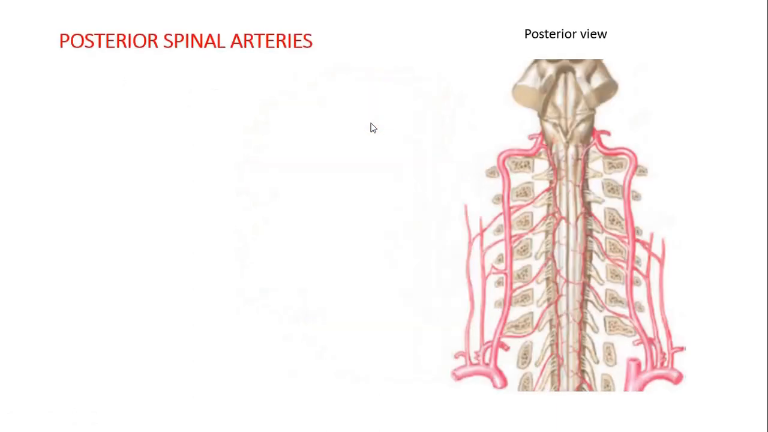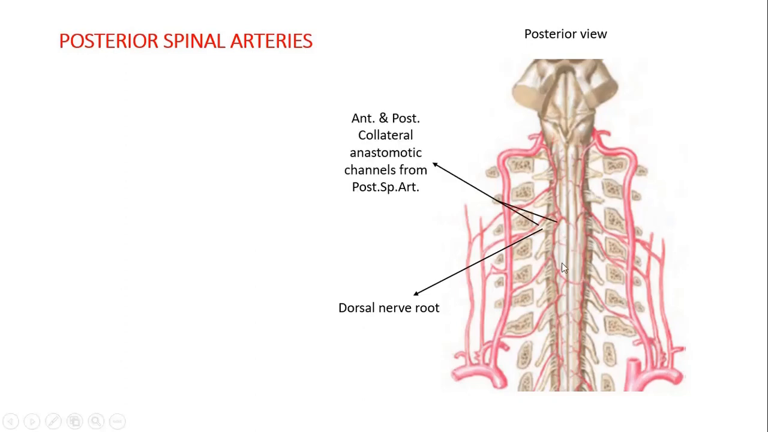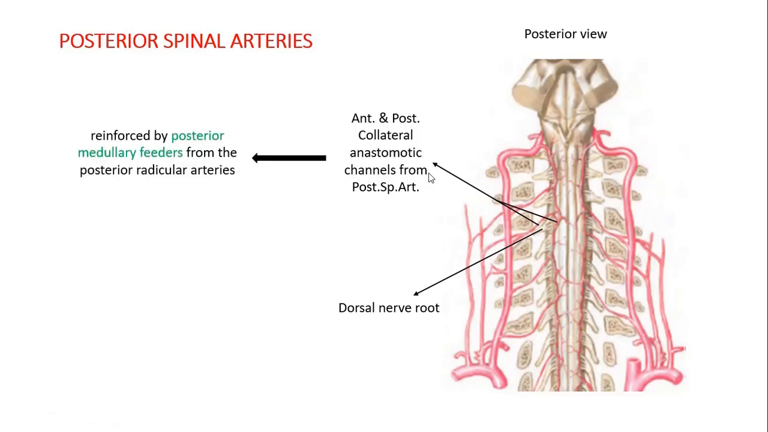Each posterior spinal artery, you can see the posterior view of the spinal cord over here, contributes to a pair of longitudinal anastomotic channels anterior and posterior to the dorsal spinal roots. This is the dorsal spinal root, and these longitudinal anastomotic channels are anterior and posterior to the dorsal nerve root. They are reinforced by the posterior medullary feeders from the posterior radicular arteries, which you have mentioned earlier.